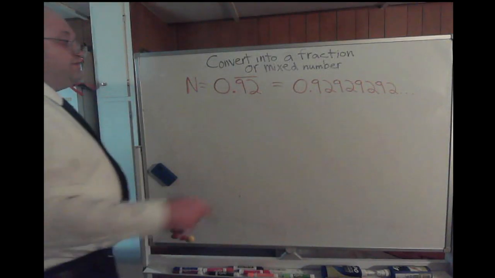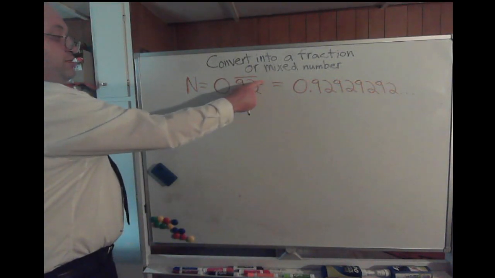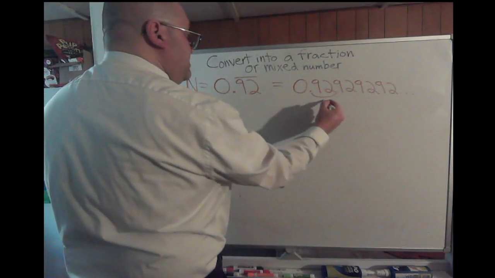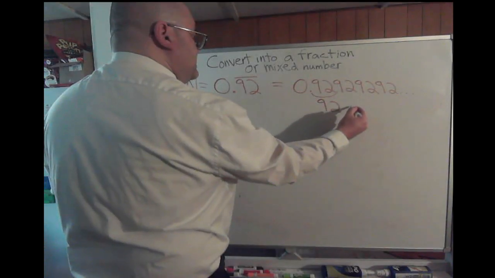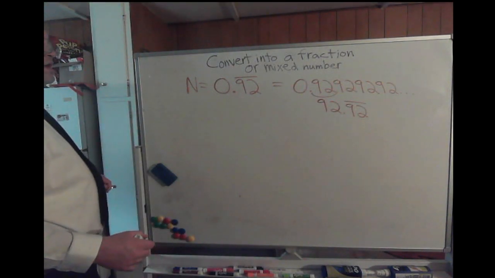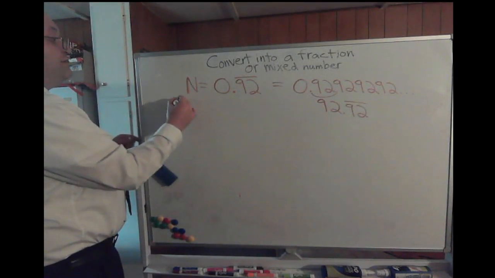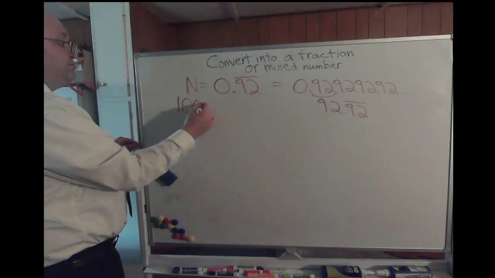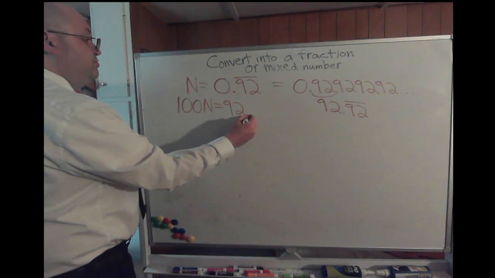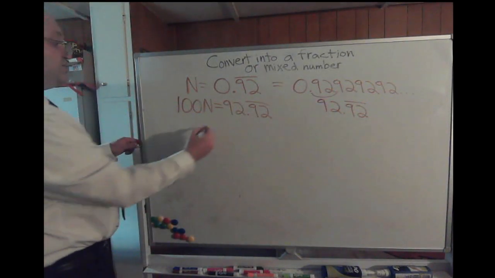That means we're going to have to move the decimal 2 places to the right to be able to get rid of that bar in an upcoming equation. So if we do that, you'll have 92.92 bar. In order to move the decimal place 2 to the right, you got to multiply by 100. So you have 100n equals 92.92 bar. Alright, so now you just do your subtraction.